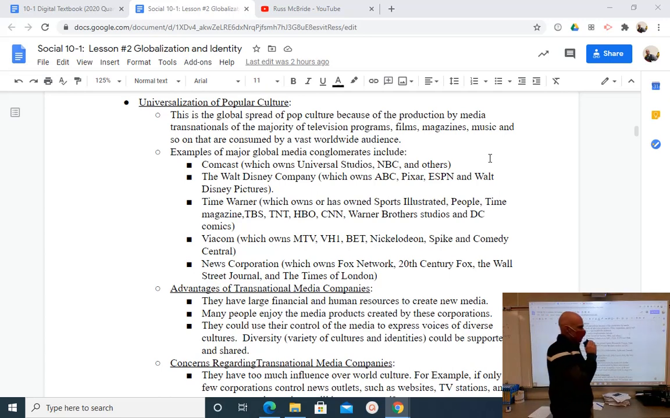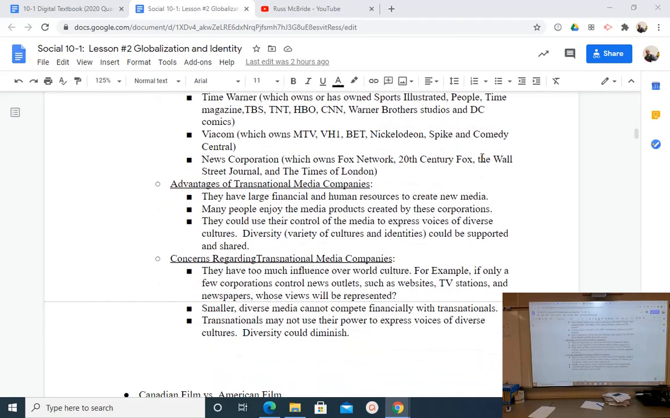So what are some advantages of transnational media companies? We can't argue with the fact that there are global conglomerates. Now we have to ask ourselves, is this a good thing or a bad thing? We can trace it to who owns what, like Time Warner and Disney and Comcast and Viacom. But is it a good thing or a bad thing?